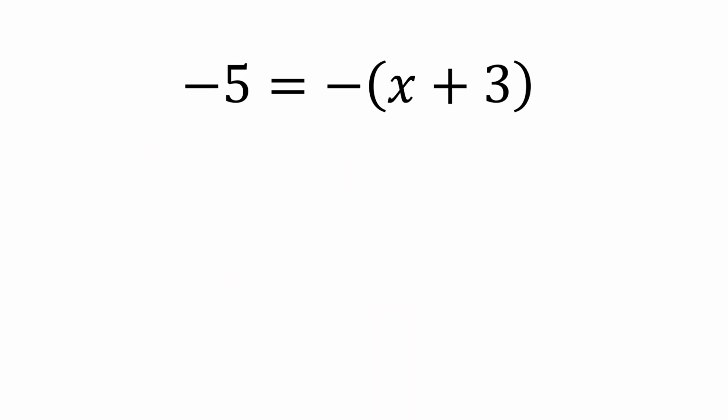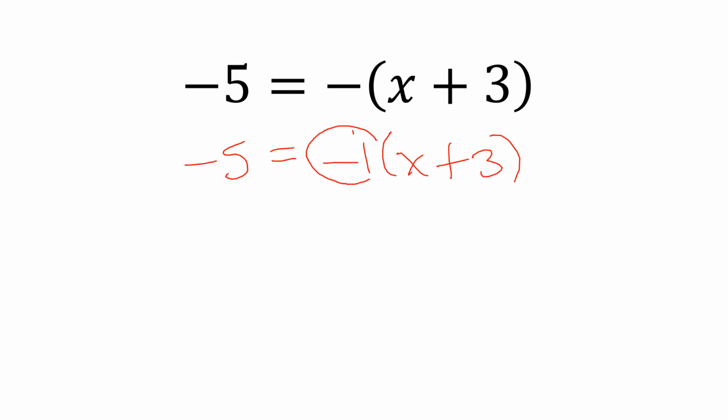In the case where there is a negative sign attached to the parentheses, well, it's not really a difficult concept. At the end of the day, all you need to do is be mindful that that negative sign is really just a negative 1. And so you're ultimately going to write it out as negative 5 equals negative 1 times x plus 3. And so now you can go ahead and move the negative 1 with division to get rid of the multiplication. So you're dividing by negative 1.